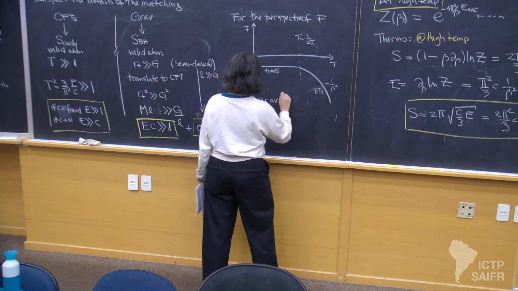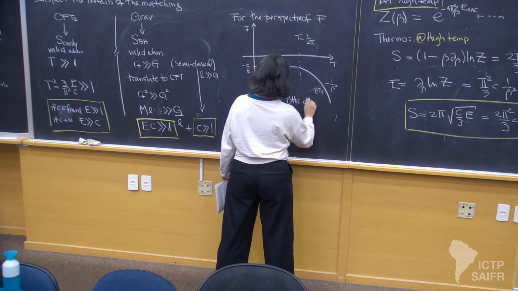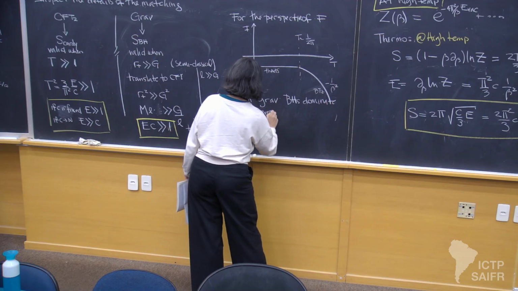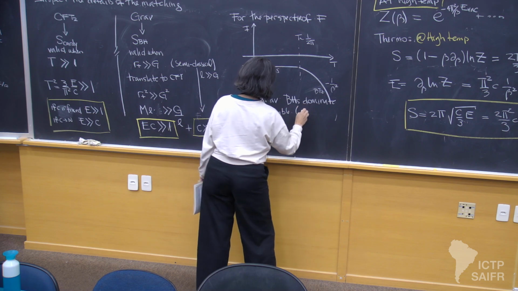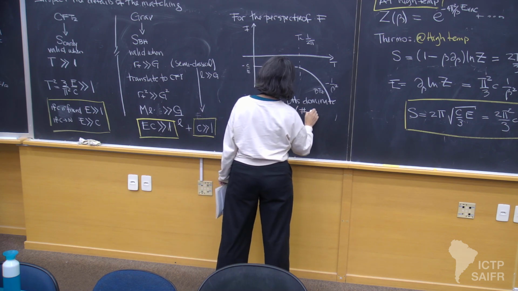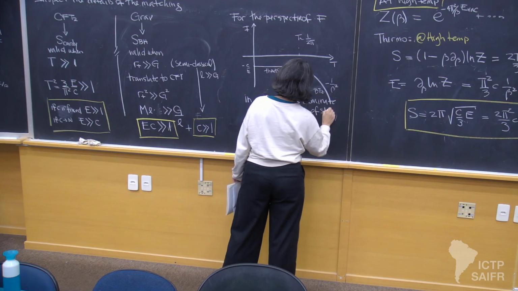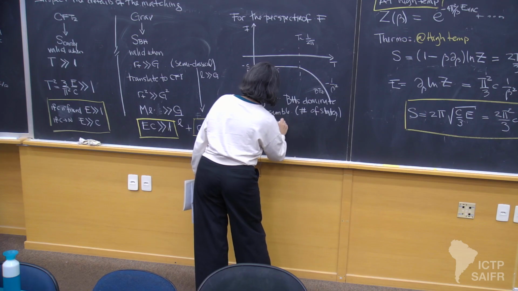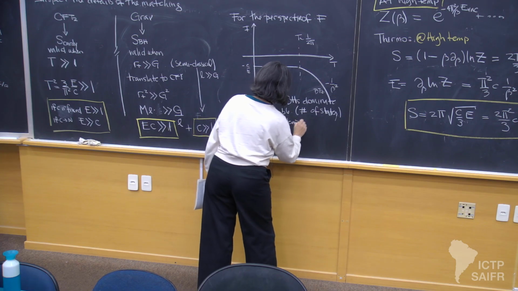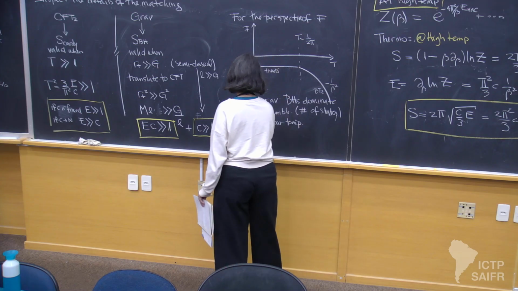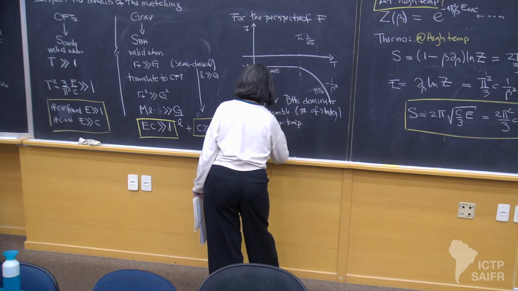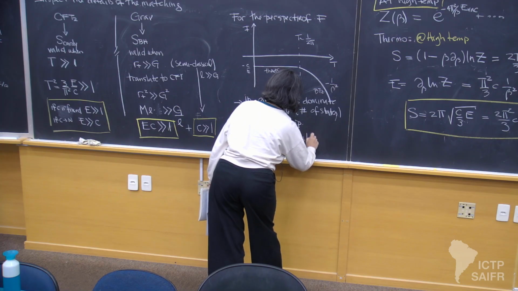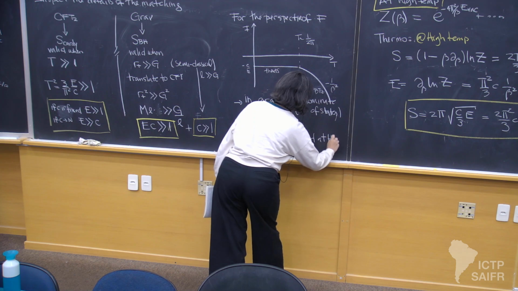So in gravity, black holes dominate the ensemble, or if you want, the density of states, up to low temperatures. Cardy is only valid at high temperatures.